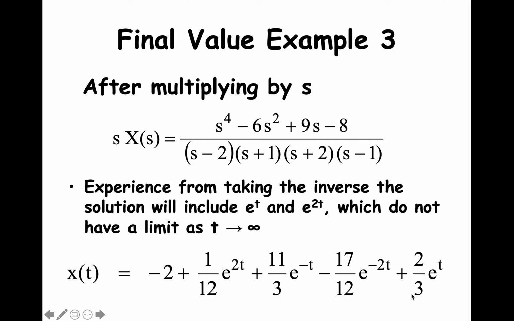Notice that we have two terms that do not go to 0 as t approaches infinity. The e to the power 2t and the e to the power t terms don't go to 0 as t approaches infinity, so we cannot apply the final value theorem to the expression. So this proves that if we have positive roots, we cannot use this theorem.